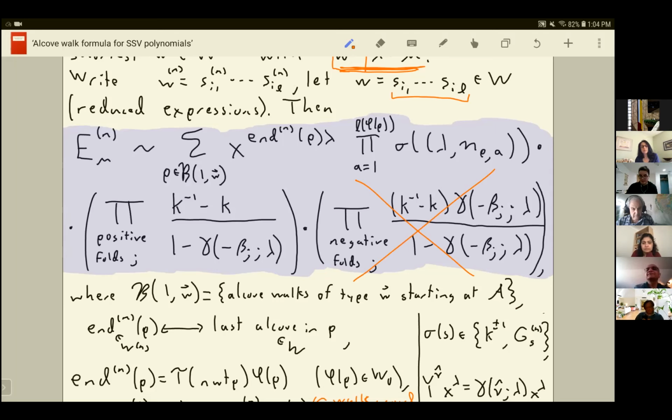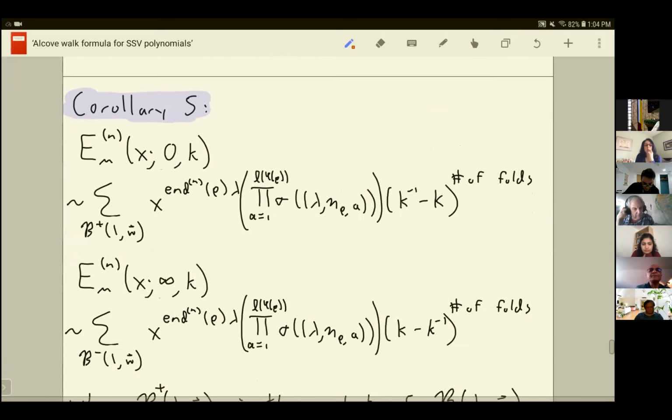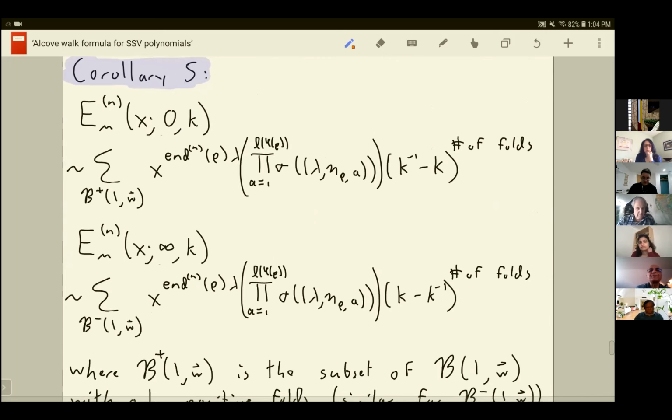You only have positive folds. Similarly, if q goes to infinity, then the positive fold terms go away. So what you get is that in the 0 limit, you have a sum over alcove walks that only allow positive folds. And in the infinity case, alcove walks only allow negative folds. And the coefficients get so much simpler. These sigmas don't go away, but then it's just k inverse minus k to some power.